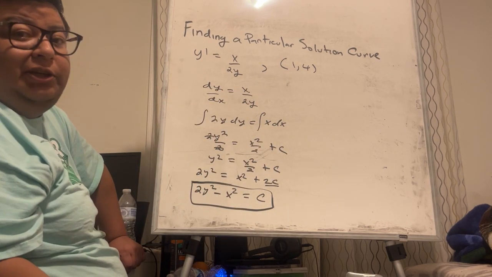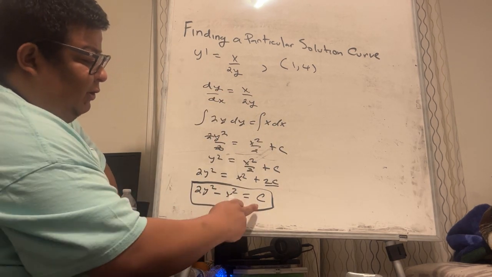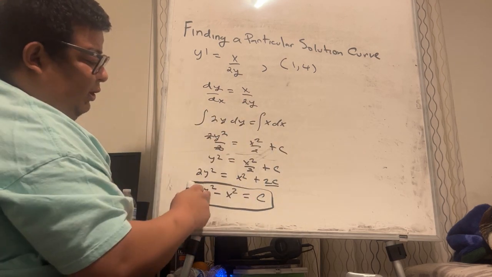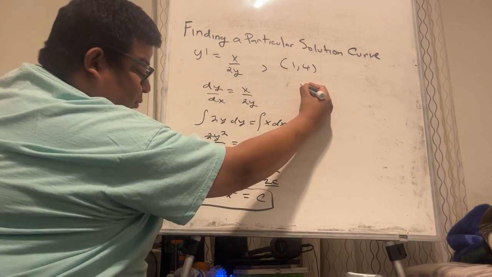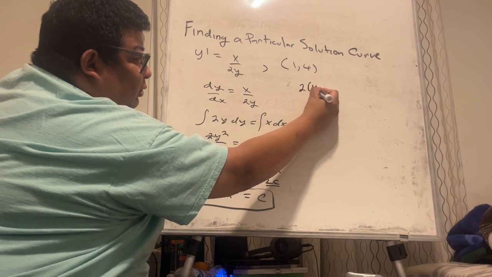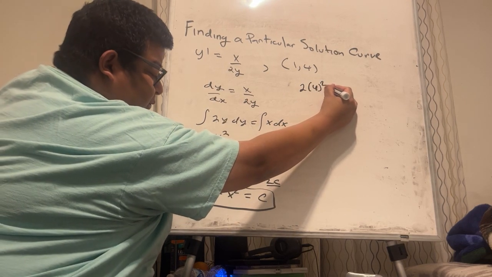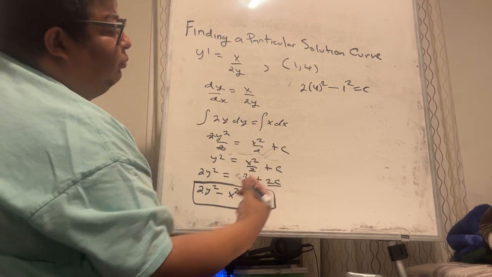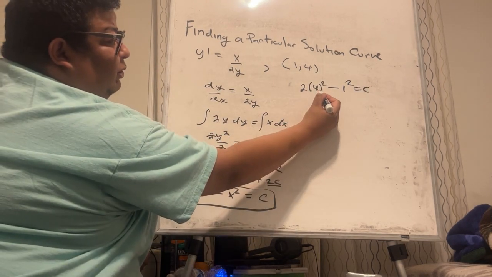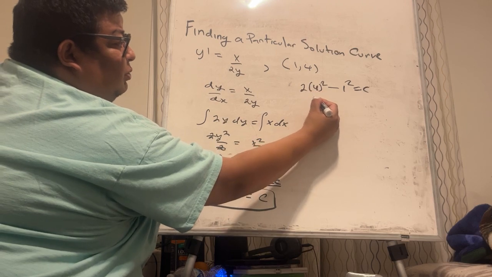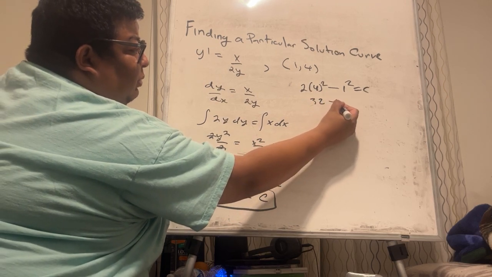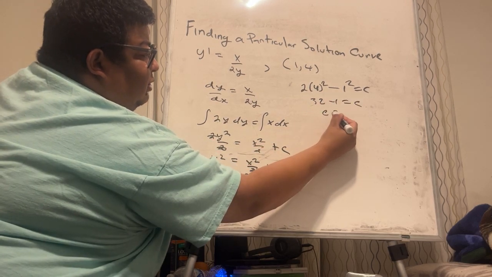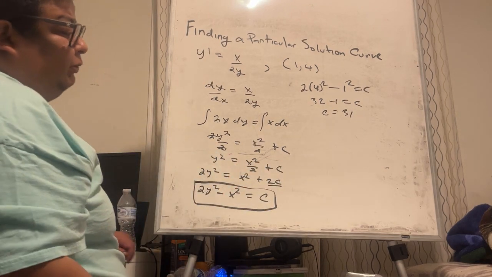Now we're going to find it for this particular point, so we're going to find a particular solution. To find c, we plug this into here: 2 times 4 squared minus 1 squared equals c. Then we have 4 squared, 16 times 2, that's 32, minus 1 equals c, so c is equal to 31.